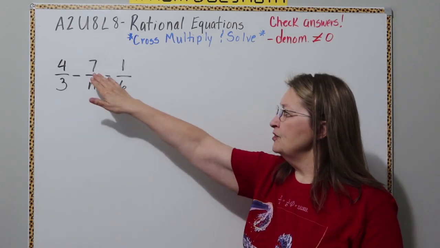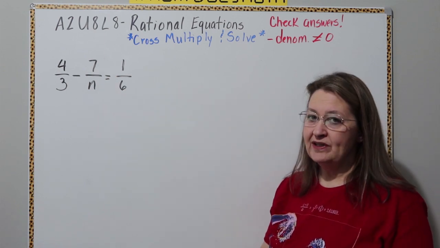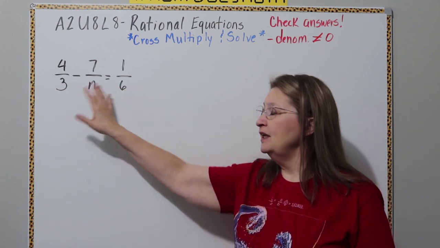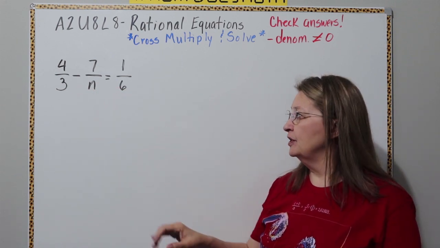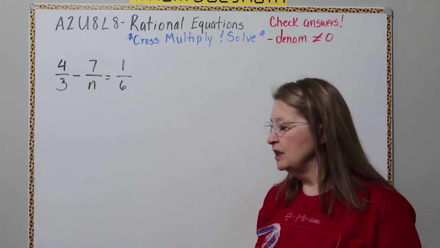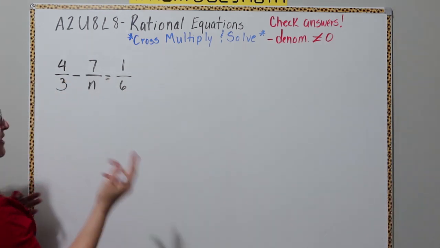Now I've got 4/3 minus 7 over n equals 1/6. As I told you in the beginning, the first thing you have to do is combine either side into a single fraction. So the first thing I'm going to do here is combine this into one single fraction. And we're going to do that by subtracting.